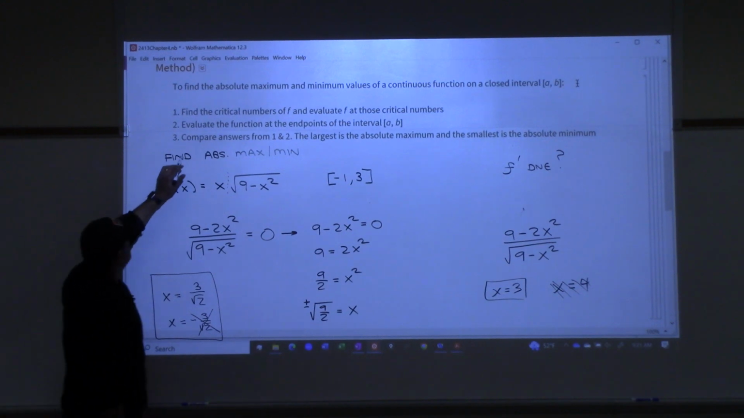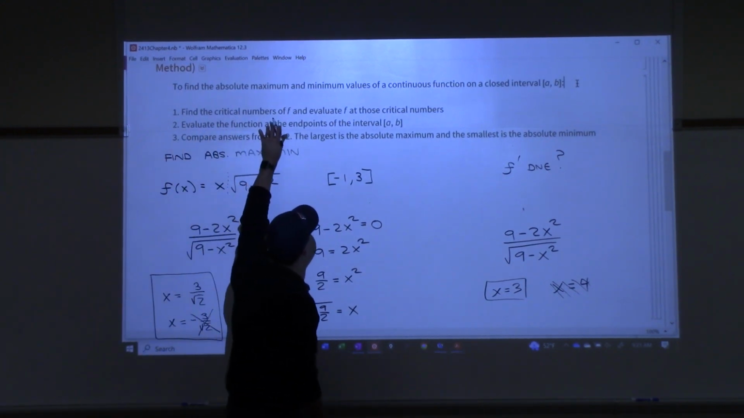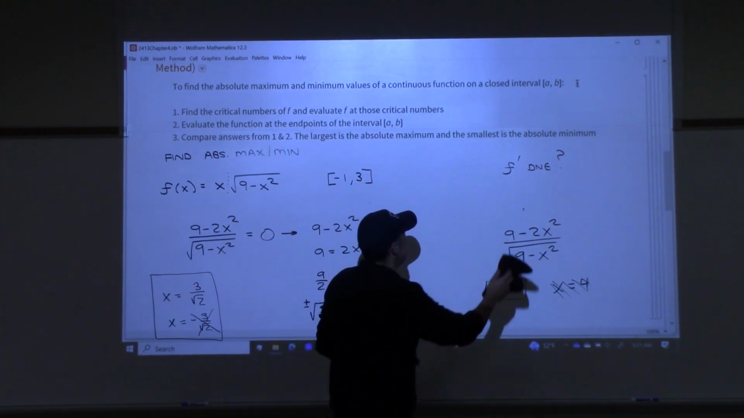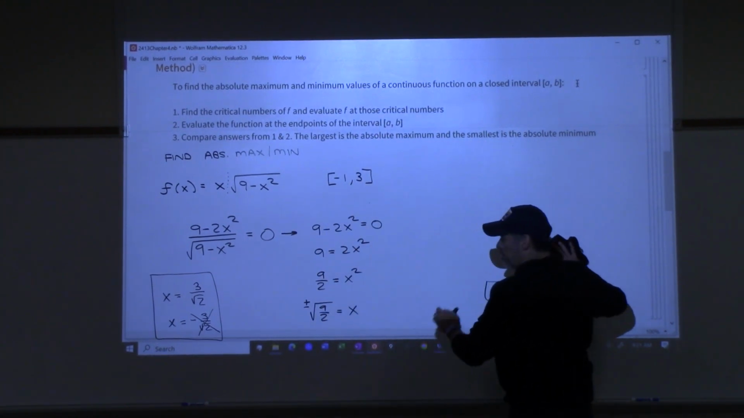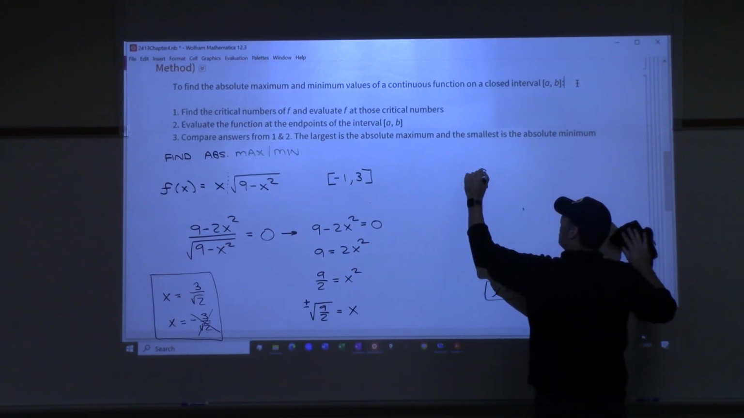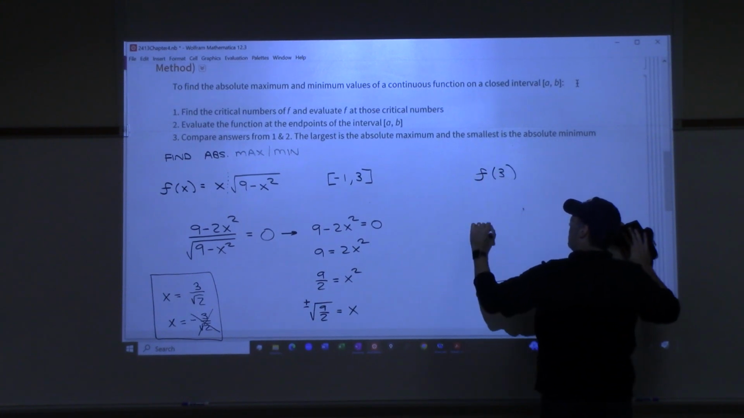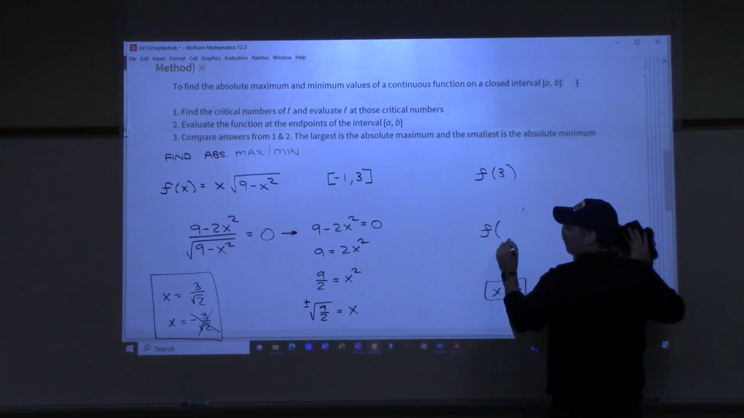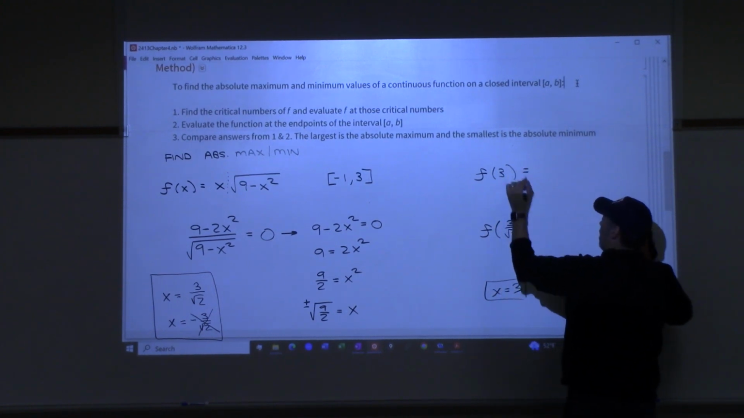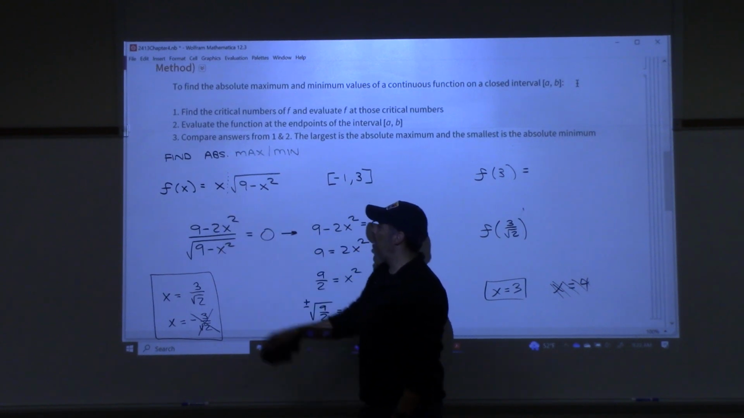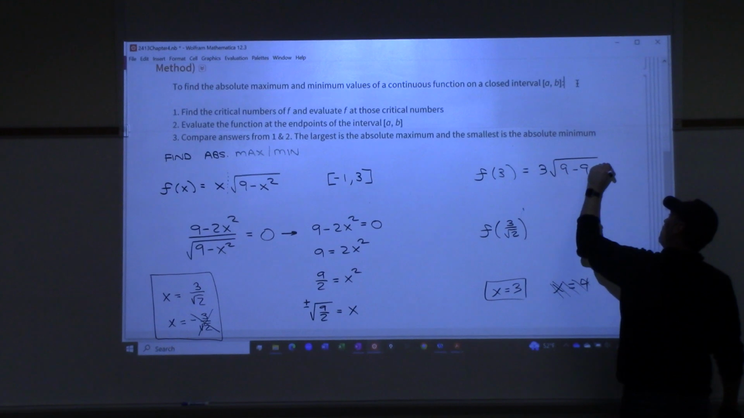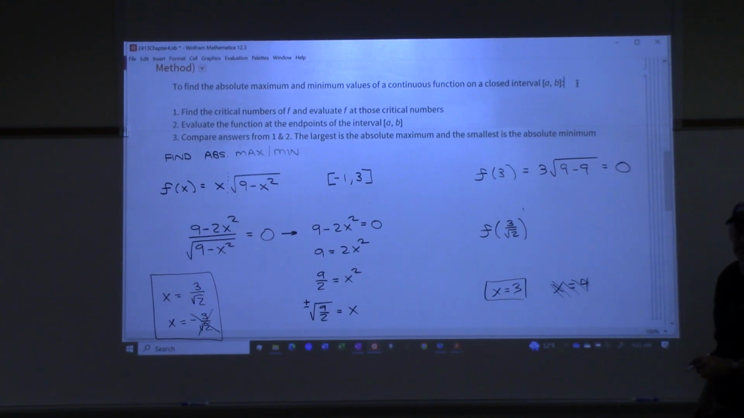So what I do now, still in step 1, is I found the critical numbers, and now I evaluate the original function at those critical numbers. My two critical numbers are 3 and 3 over root 2. I'm going to plug in 3 into the original function, and then I'm going to plug in 3 over the square root of 2. If I plug 3 into the original function, I get 3 times the square root of 9 minus 9, and we already know that's 0, right?